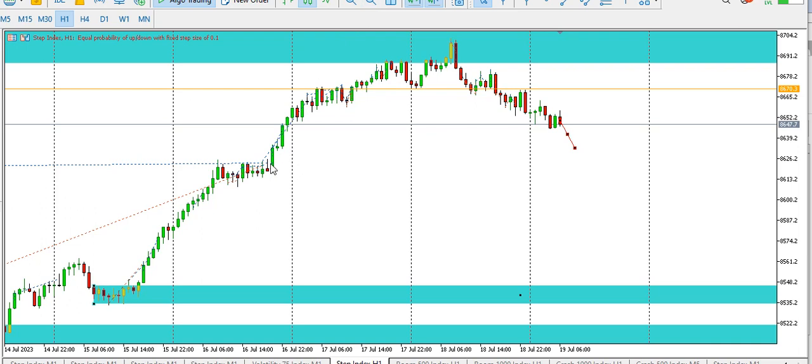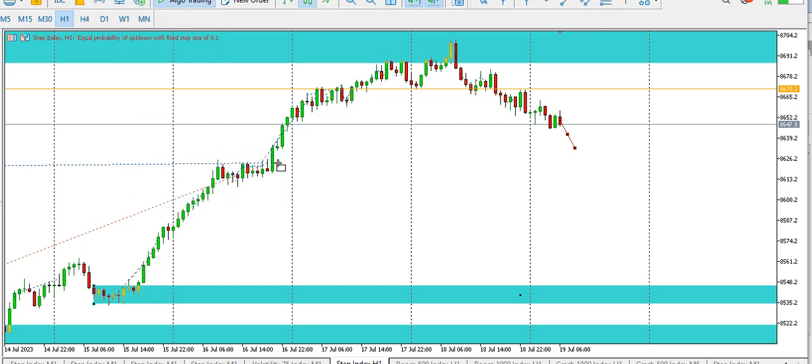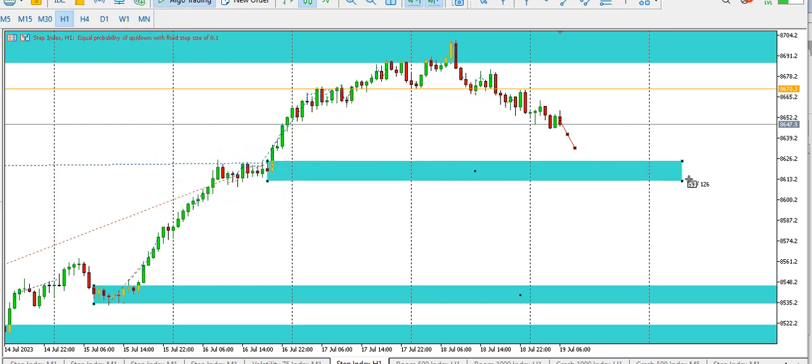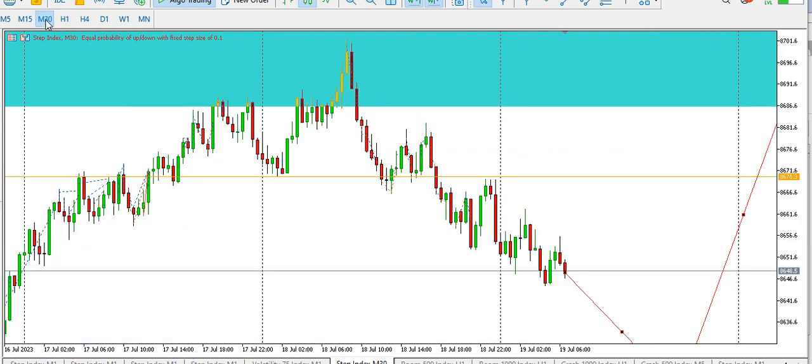Let's see if we have any other block close by. We have this particular other block on the 1-hour time frame. That might be a possible target by the bears. Okay, the bears might target this other block at the 8620 level before the bulls might jump in and start to push price up. But for now, price of step index is currently sliding.